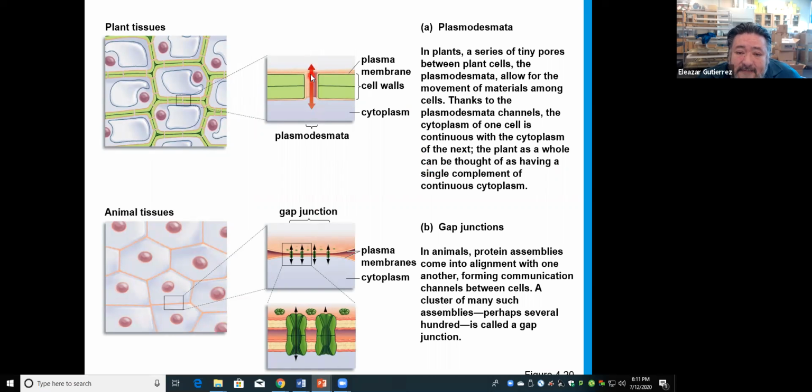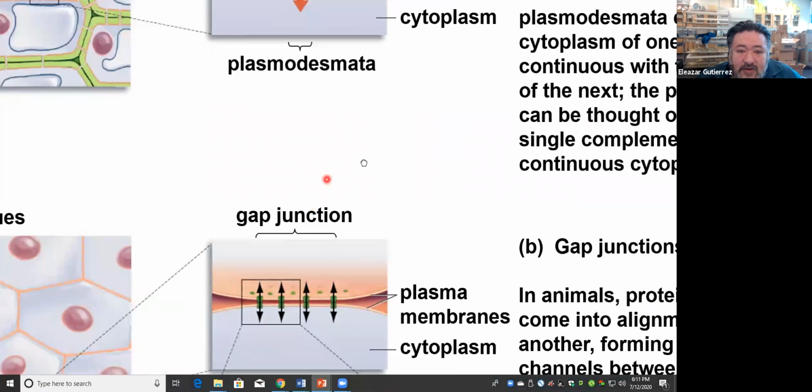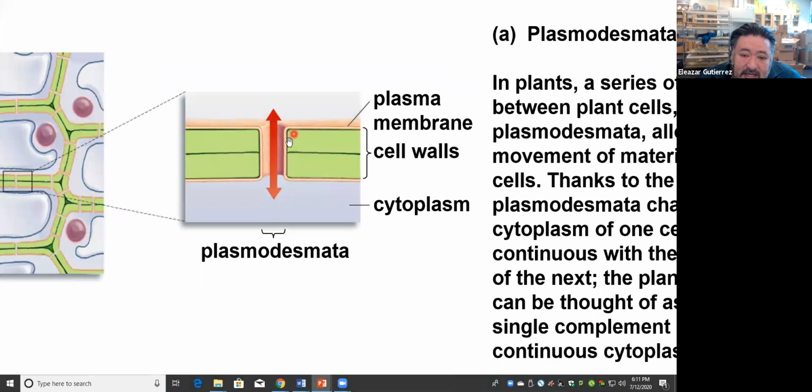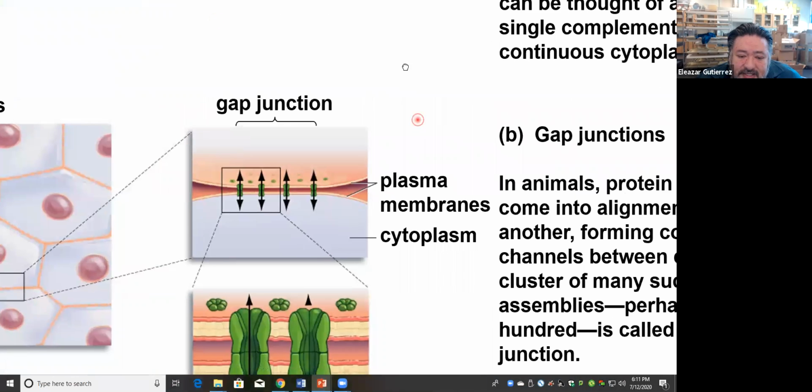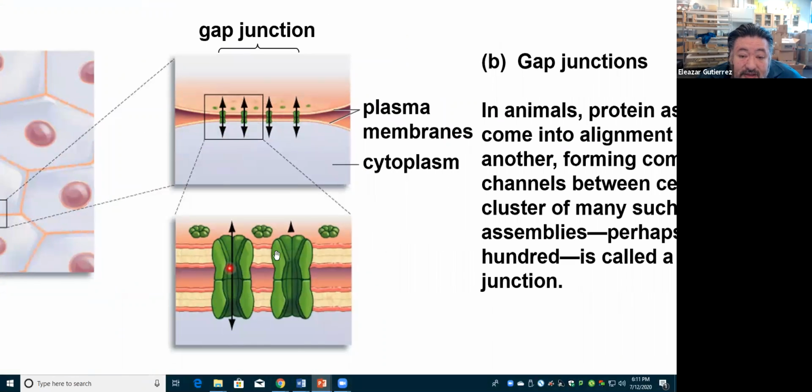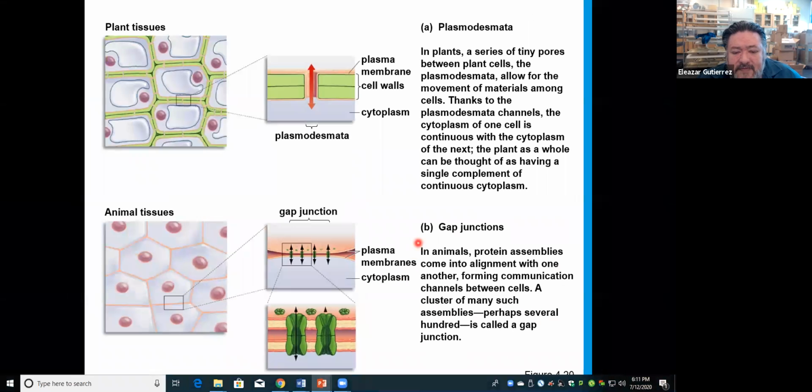Look at the width here. Look at the width of the plasmodesmata, because this is a cell wall and this is a cell wall. See the width there? That's quite a little job there. Also, that these cells can communicate with each other. By contrast, look at the width of our gap junction. Here's one plasma membrane. Here's another plasma membrane, okay? And if you can't think of a good example, I'll give you one.